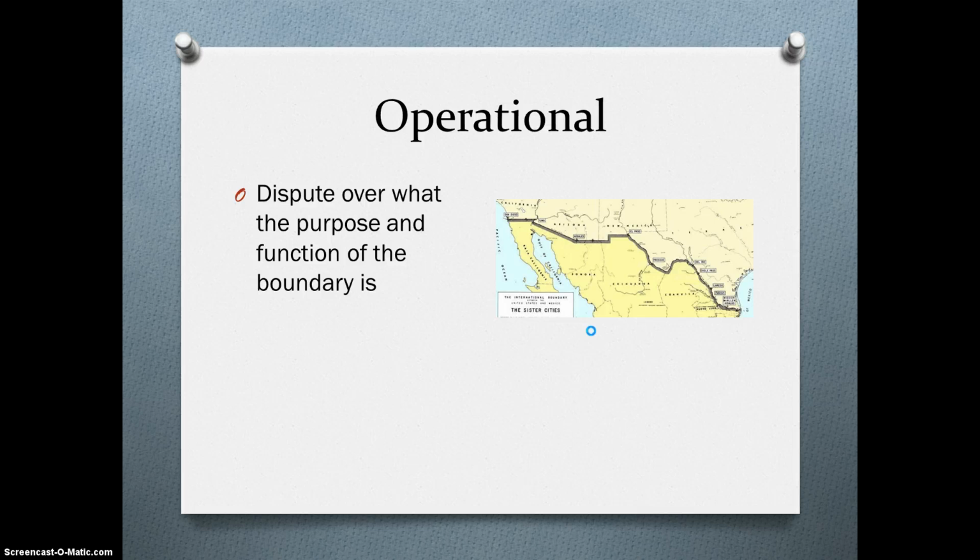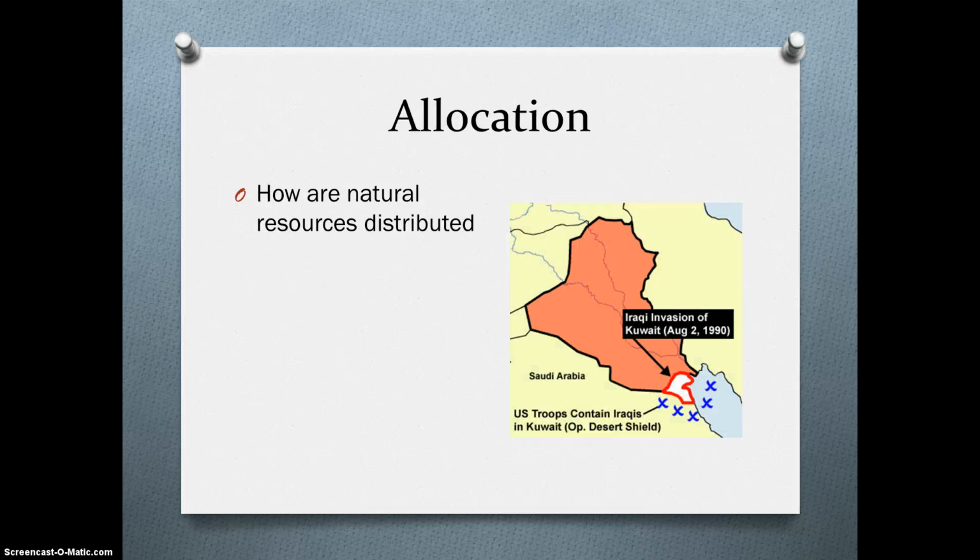Next, we have operational boundaries, and this is a dispute over the purpose and the function of the boundary. And so we can see this between the U.S. and Mexico, and them having differing views of what the boundary should do and how people should be able to cross it. And then we have an allocation boundary dispute, and this is a dispute on how natural resources are distributed. This is the most common today. An example of this is between Iraq and Kuwait and the distribution of oil.